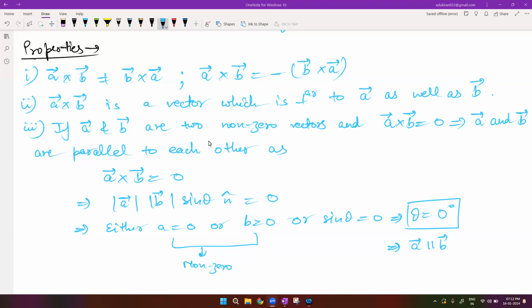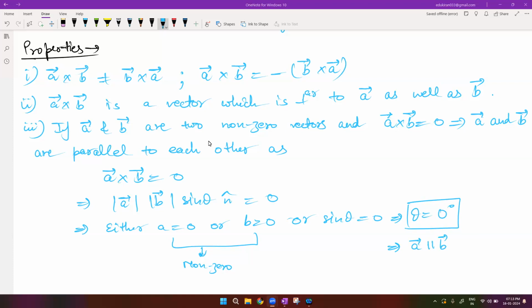Right. So the second property was that A cross B is a vector quantity which is perpendicular to A as well as B. That we have already discussed. Now the third property: if A and B are two non-zero vectors, obviously we are taking two non-zero vectors, because if we take a zero vector, then what is the meaning of multiplication? Then the multiplication will always be zero. So if A and B are two non-zero vectors and A cross B is equal to zero, then it means that A and B are parallel.